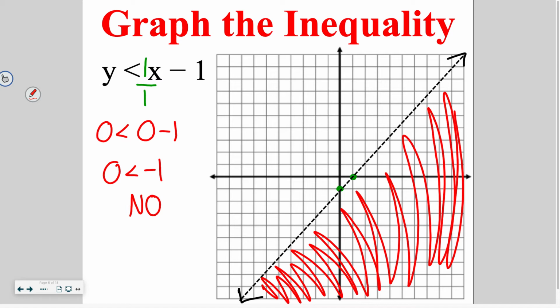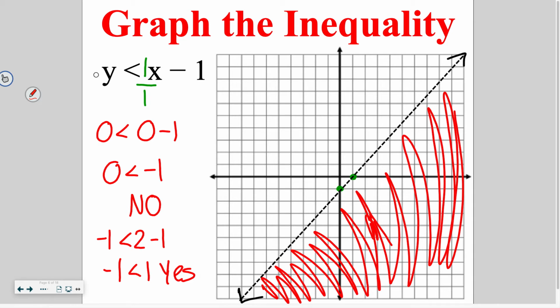So for example, if I picked the point 2, negative 1, if I put in negative 1 for y and 2 for x, I'm going to get an answer that's true. So every point on this side of the line gives you a true statement. That is our solution for the graph. So if you plug something in and it doesn't work, you go to the opposite side of the line. If you plug something in and it does work, you stay on that side of the line.